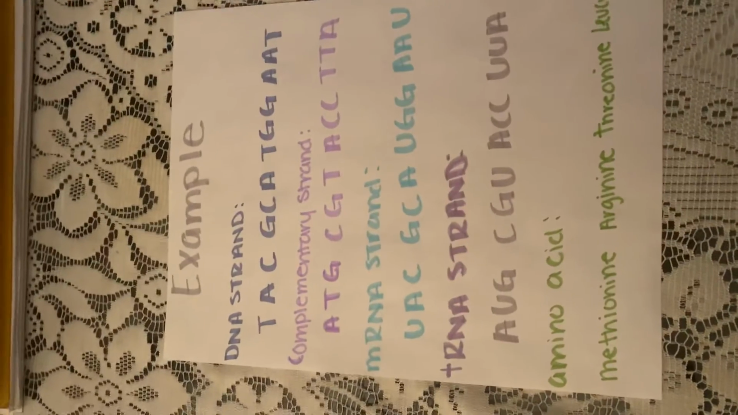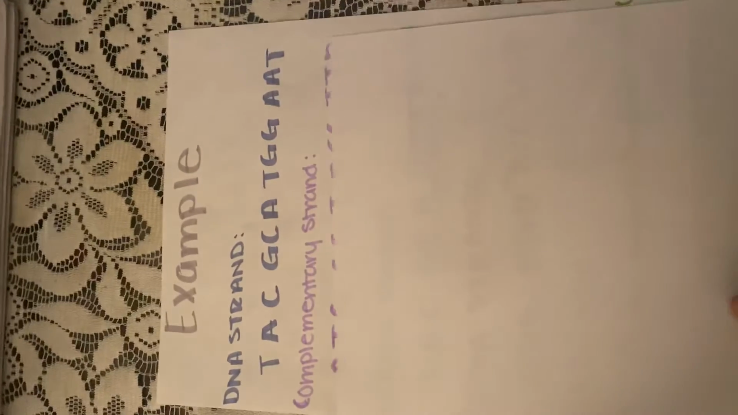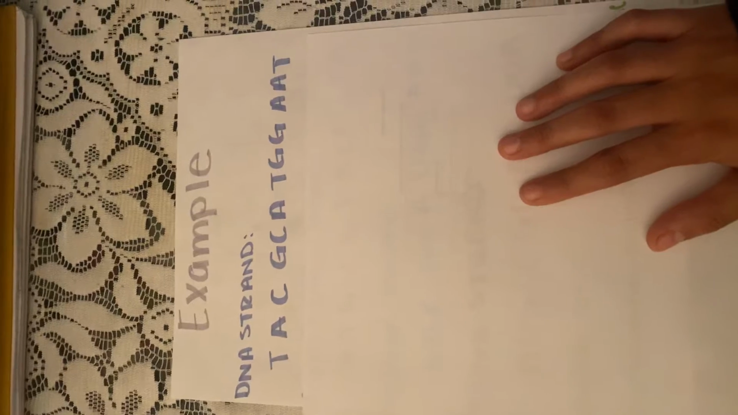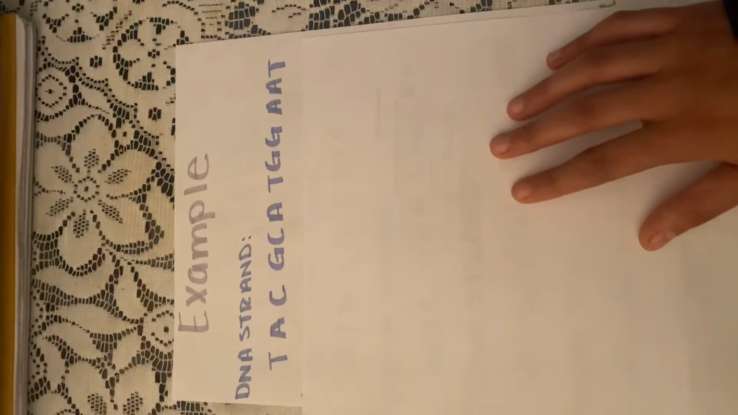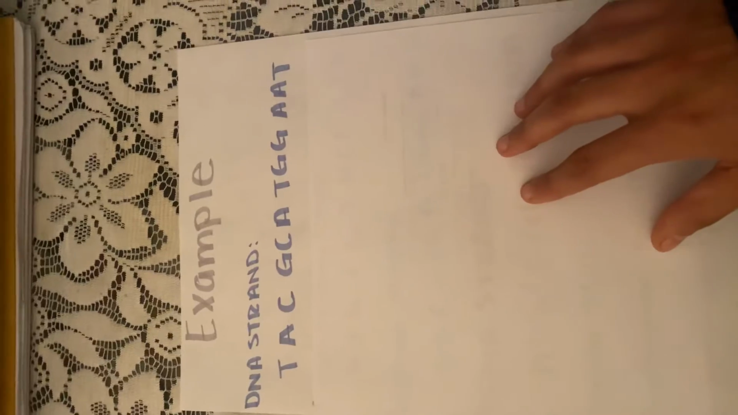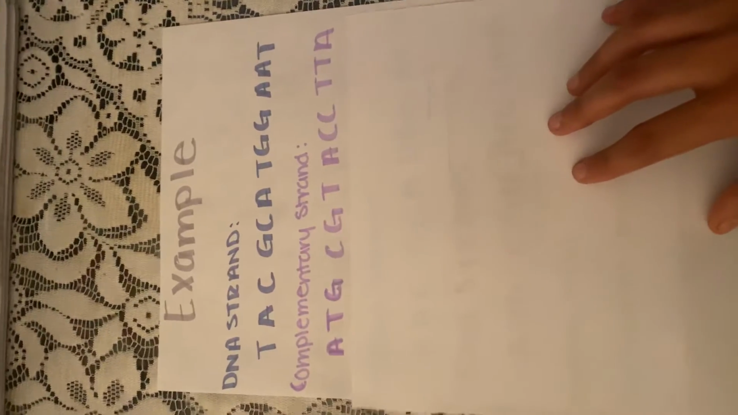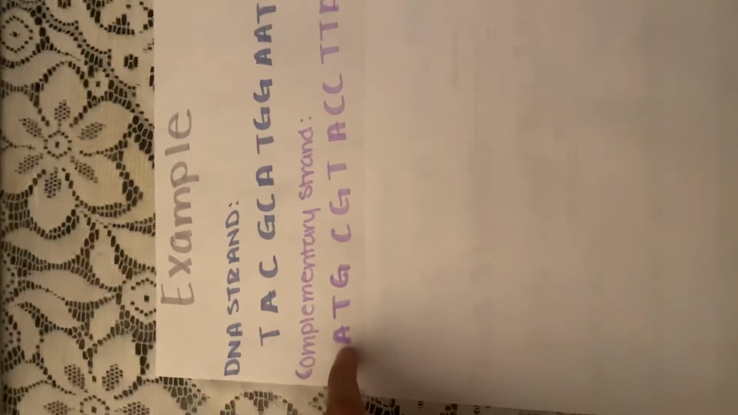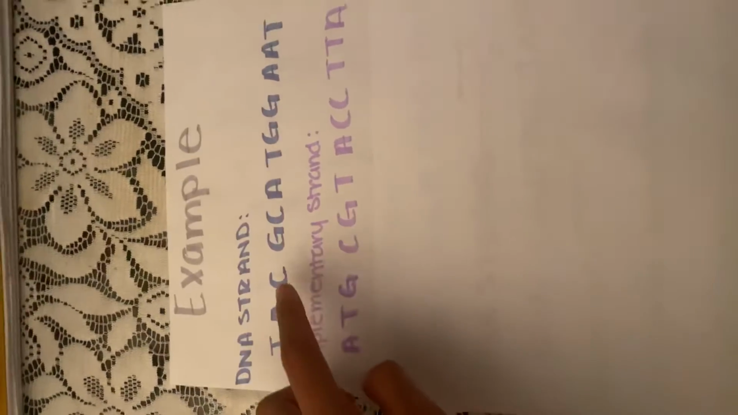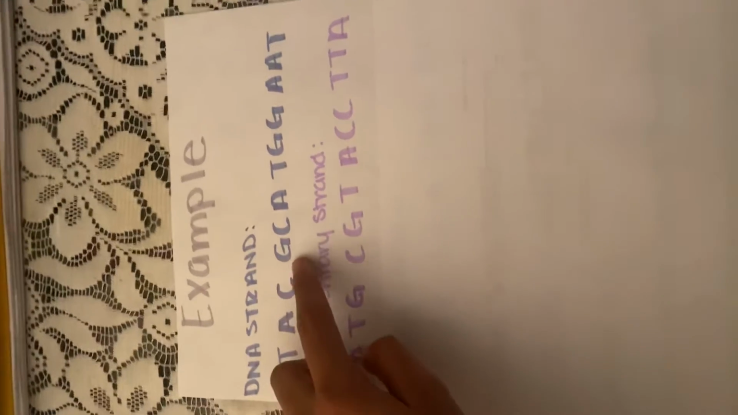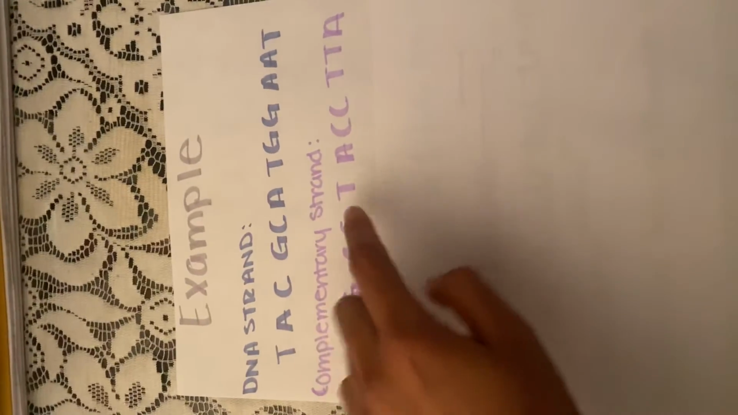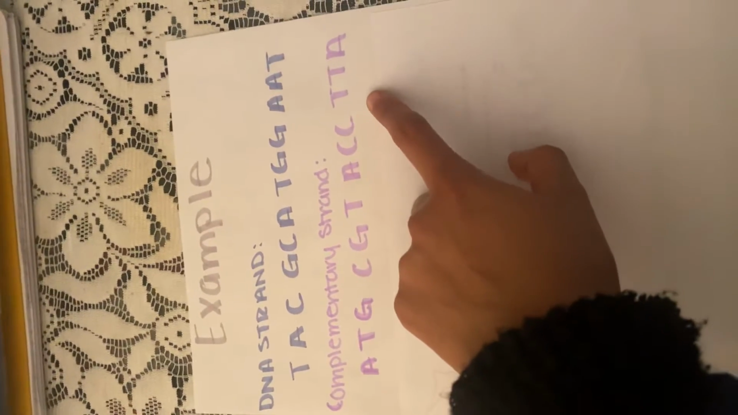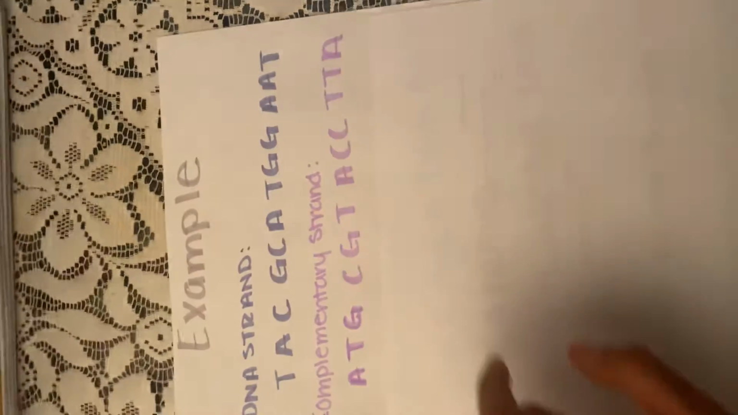Now for the first example, we're going to start off with the DNA strand, TAC, GCA, TGG, and AAT. So the complementary strand to the DNA will be whatever it binds to originally. So A will bind to T, C will bind to G, G will bind to C, C will bind to G, A to T, T to A: GC, GC, AT, AT, TA.